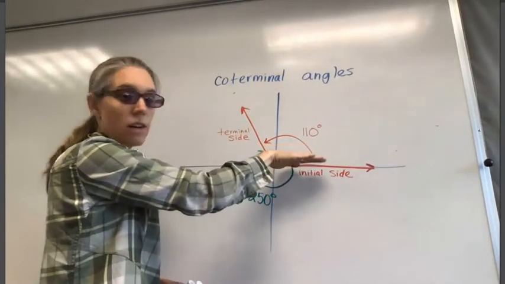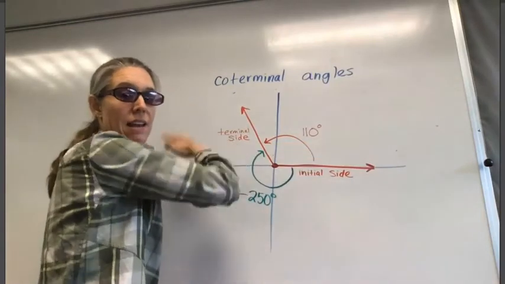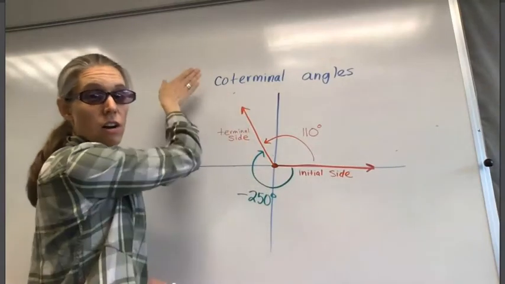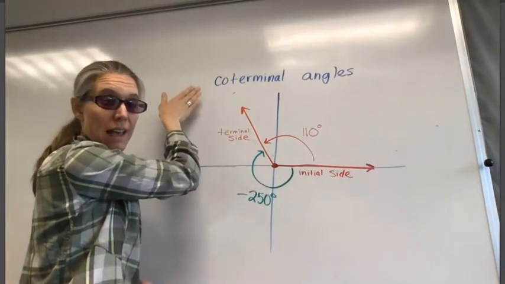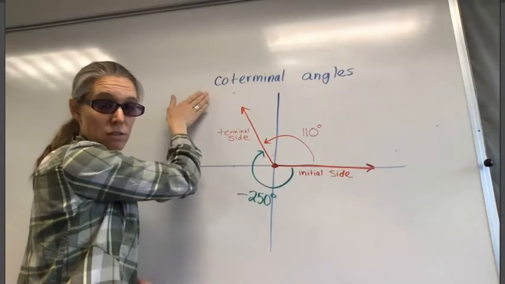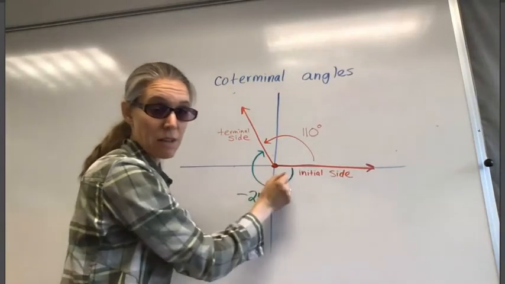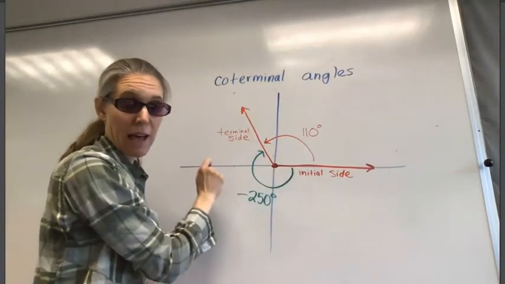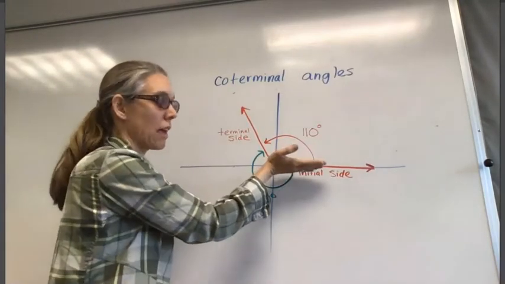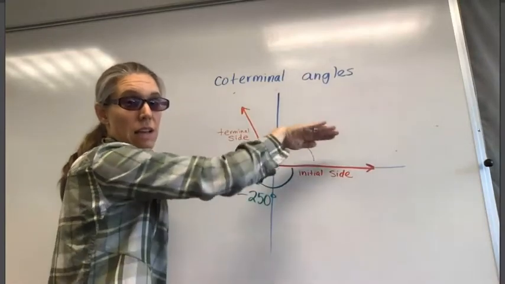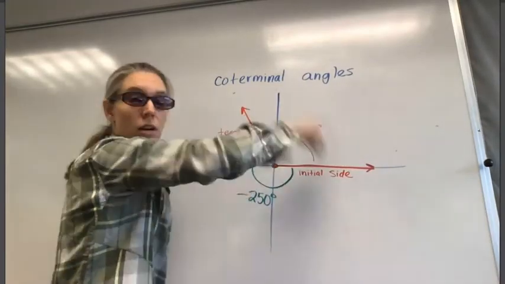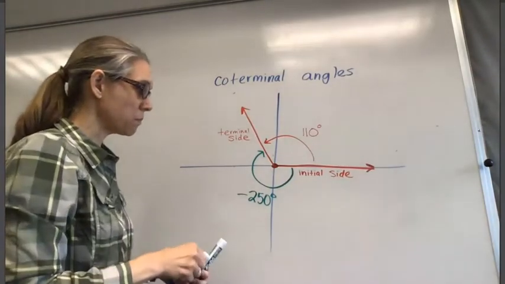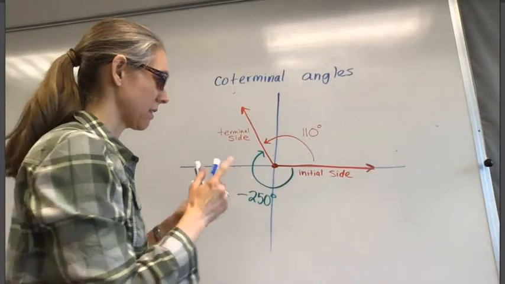And when we start at the initial side and end at the same terminal side, these are coterminal angles. Coterminal angles have the same initial side and the same terminal side. However, they might work through the angle in a positive direction, in a negative direction, or might go around multiple times.